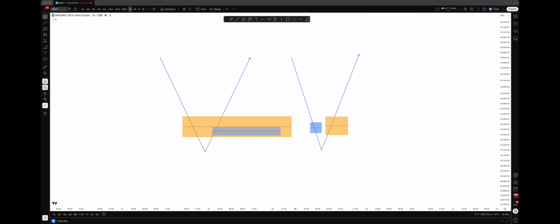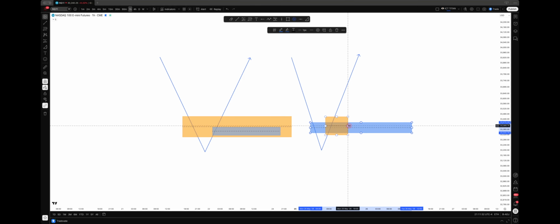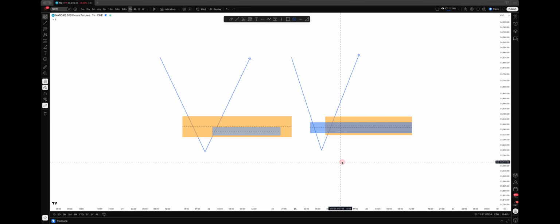Now, okay, the answer is, I don't know. Let's go over here. So this is CB. This is BC. Does it overlap? Yes, it does. Which one do you extend? This one or this one? Pretty good question. Hey, ICT Titan, what is the answer?